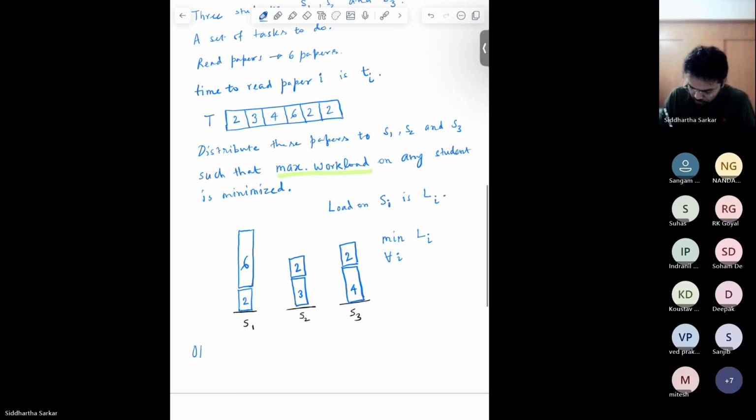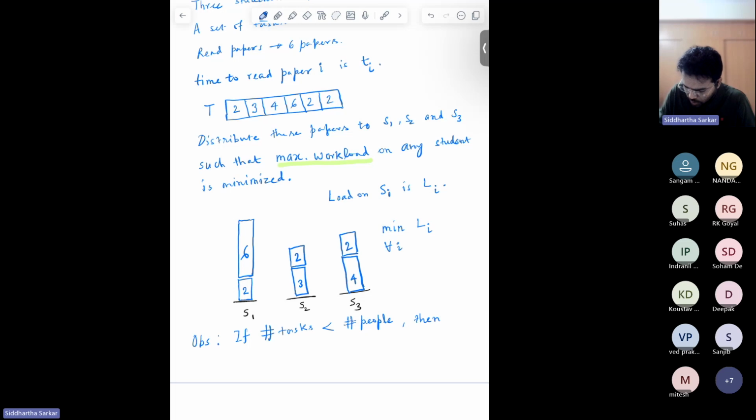So I'll write down that observation. Observation: if the number of papers, or I'll say tasks, is less than the number of students, or I'll say people, then at least one person will not get anything, and everybody else will get a task. Then nobody gets more than one task.